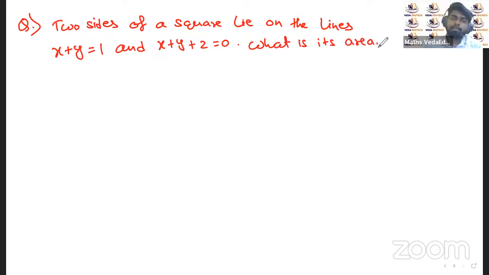What is its area? We can take one minute here, but it's a very simple question. We have the equations of two lines on which two sides of the square are lying. You just draw the two lines and find the distance between those two lines. You will get the side of the square, and then you can find the area. You can take 1 minute and do it.